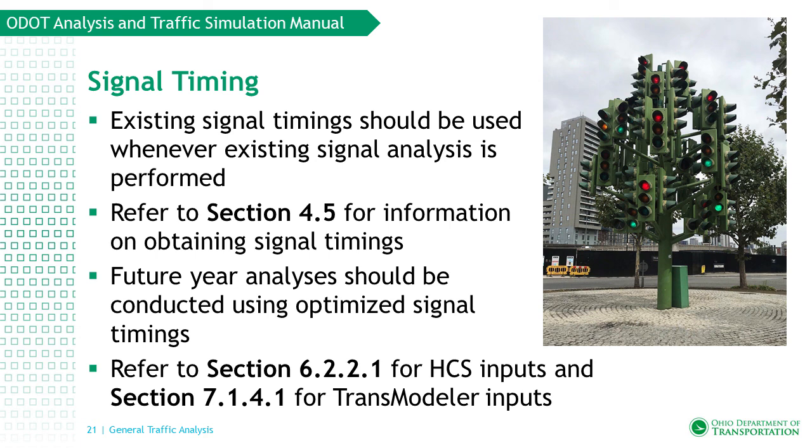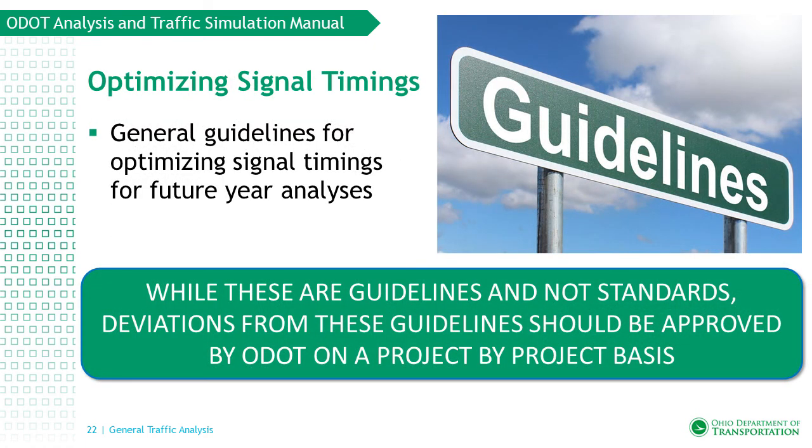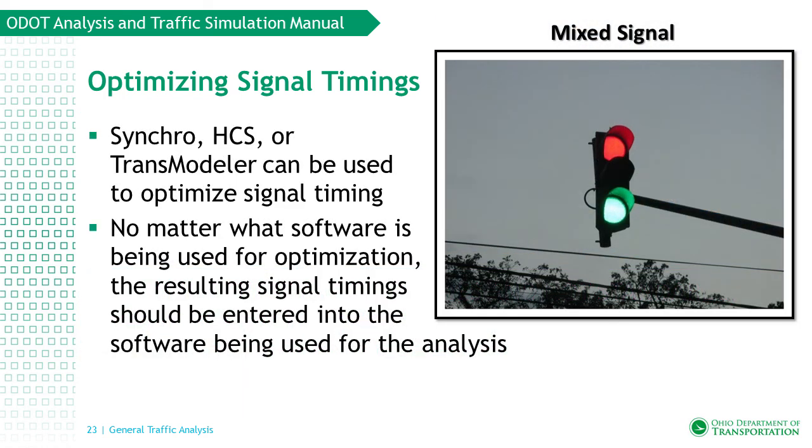Refer to section 6.2.2.1 for signal timing inputs in HCS and section 7.1.4.1 for Transmodeler. As part of the OATS manual, guidelines have been developed for optimizing signal timings for future year analysis. While they are just guidelines and not standards, deviations from these guidelines should be approved by ODOT on a project-by-project basis. Signal timing optimization can be performed in Synchro, HCS, or Transmodeler. However, no matter what software is used for optimization, the resulting signal timings should be entered into the software being used to conduct the traffic analysis.